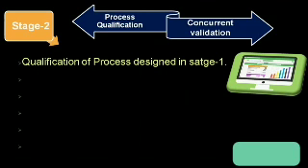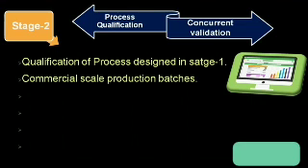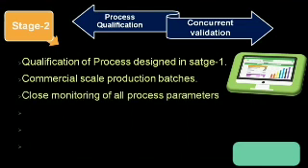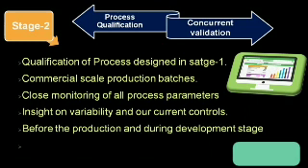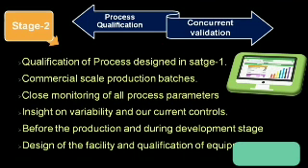For this, we qualify our process on 3 commercial scale production batches and monitor all the process parameters as closely as possible. We do the stratified sampling and collect all the data for CQAs and CPPs, which are critical quality attributes and critical process parameters, which gives us in-depth insight on variability and our current controls. We also check the design of the facility and qualification of equipment at this stage.